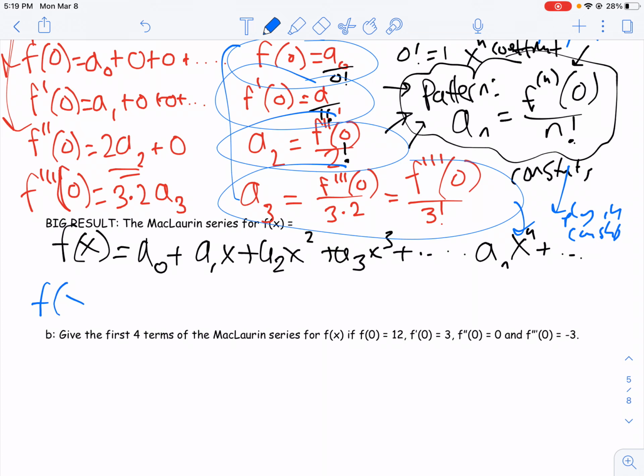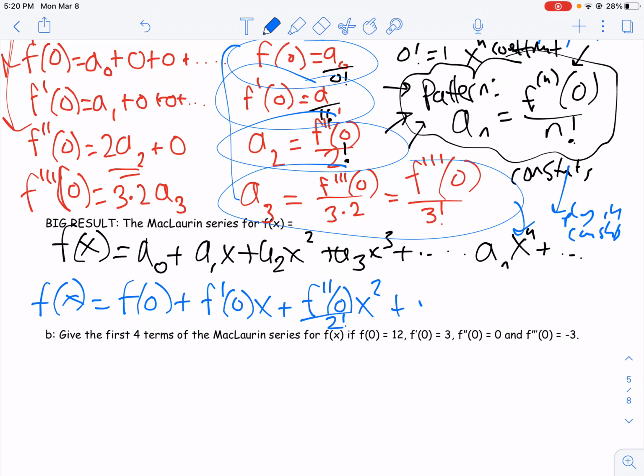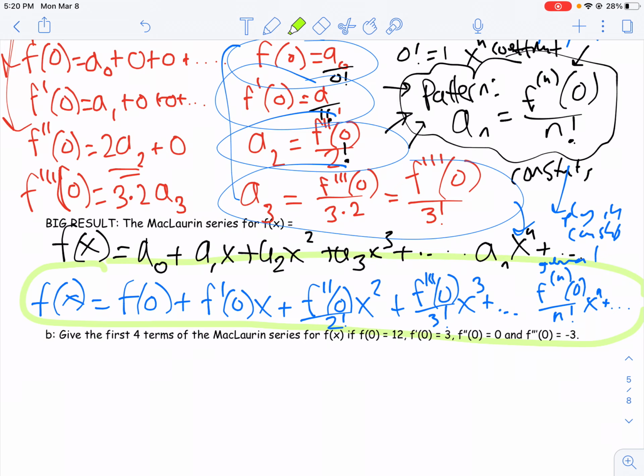And that allows us to write our function as: a sub 0 is f of 0, plus a sub 1 is f prime of 0 times x. And then we have f double prime of 0 over 2 factorial, x squared. 2 factorial is just 2, of course. Don't get confused on that. And the third derivative at 0 over 3 factorial, x cubed. And then my general term, the nth term of the series, was the nth derivative, which you write in parentheses like that so it's not an exponent, at 0 over n factorial times x to the n. And this, my friends, is the all-important, all-powerful Maclaurin series.